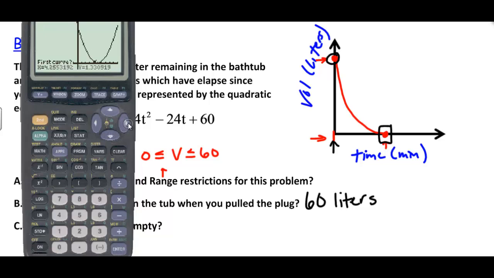And then what I'm going to do is move my cursor close to where they intersect and hit enter 3 times. 1, 2, 3. And it's going to tell me it intersects, when y is 0, when the tub is empty, at about 4.999 repeating, which is about 5 minutes after the plug is pulled. Okay, and that's the answer for that problem.